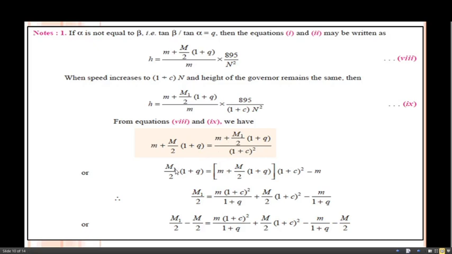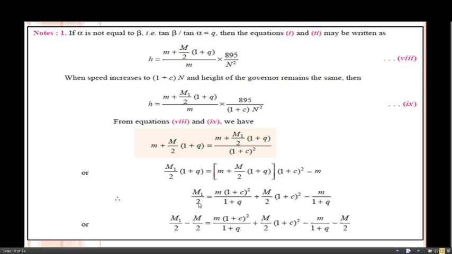So m1 by 2 into 1 plus q, you can write here in this way. Just take this term towards the left side, and then you have to subtract this term if you take it towards the other side. So the relation you can get is: m1 by 2 into 1 plus q equals small m plus capital M by 2 into 1 plus q, multiplied by (1 plus c) whole bracket square, minus m.